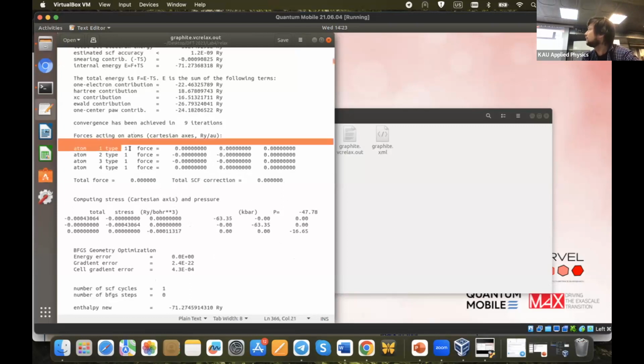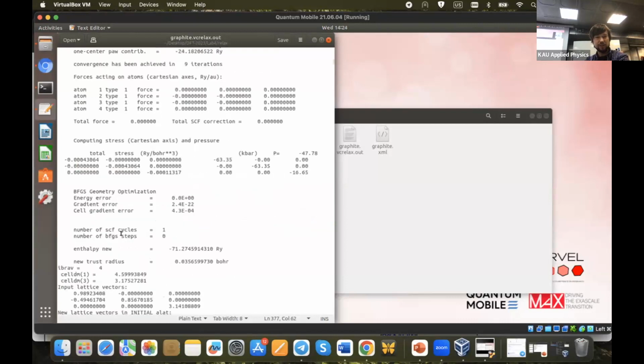Something new we have: forces acting on atoms. Graphite has a rather ideal structure, so atoms are located in these Wyckoff sets in ideal positions. That's why it has no forces acting on atoms. If it had, they would be decreased by the steps, but it had rather huge stress on the cell. You see that on the first vector A, it's like minus 63 kilobars, and on vector C, it's like minus 16 kilobars. So we had to remove the stress.